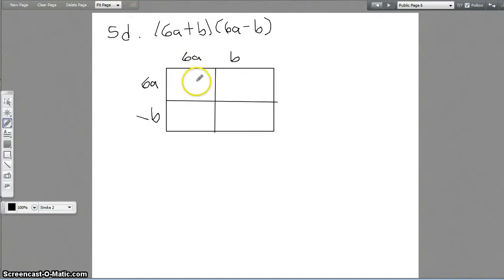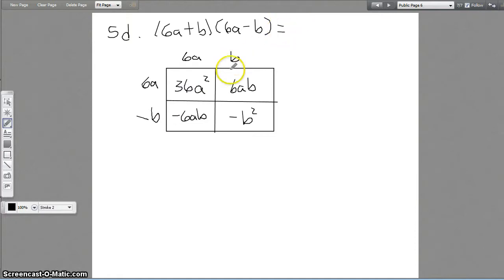Top left box is 6a times 6a. 6 times 6 is 36. A times a is a squared. Top right box, 6a times b is 6ab. Bottom left box, 6a times negative b is negative 6ab. And the bottom right box, we have negative b times b is negative b squared. This is a negative here because although the b is squared, it's negative b times a positive b. Negative times positive still leaves you with a negative.